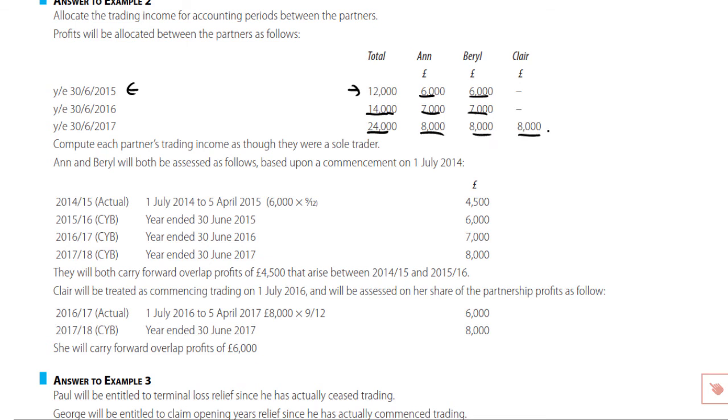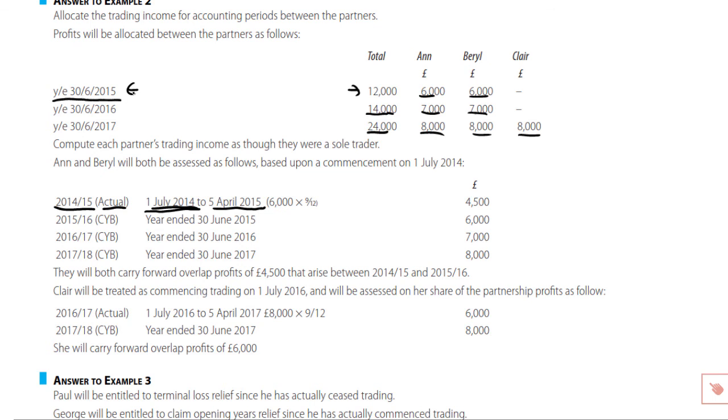So far as the assessments are concerned, as we agreed in our introduction to it, Anne and Beryl started on the 1st of July 14, making 2014-15 their first tax year. What is the basis of assessment we use? Actual. What is the basis period? Start date, we've already said, 1st of July 14, through to the end of that tax year, the 5th of April 15. Now, Anne and Beryl each had a profit of £6,000 for what was for them the year ended June 15.